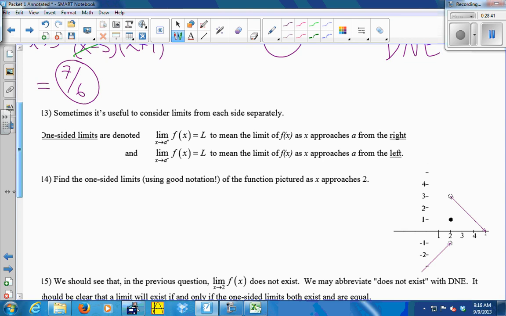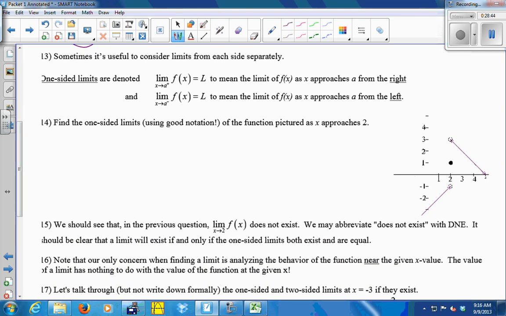All right, so we just saw an example where the two limits from different sides were different. So sometimes it's useful to consider limits from each side separately. One-sided limits are denoted with a little plus or a little minus next to the limiting value. We would say the limit as x approaches a, and this little plus means from the right, and this little minus means from the left. So your pictures in your packet are not very good. I apologize. They printed funny. So you can look up here and kind of fix them if you can.